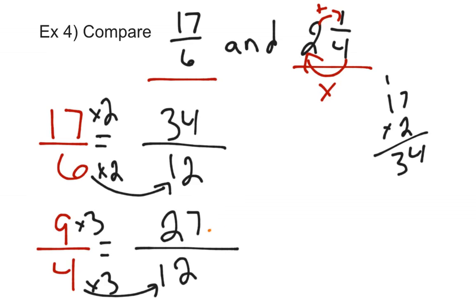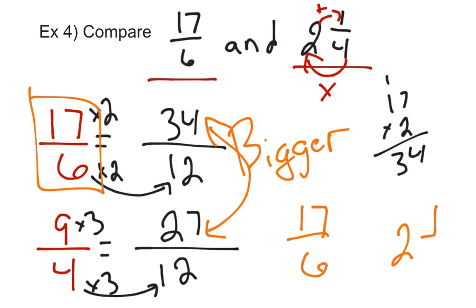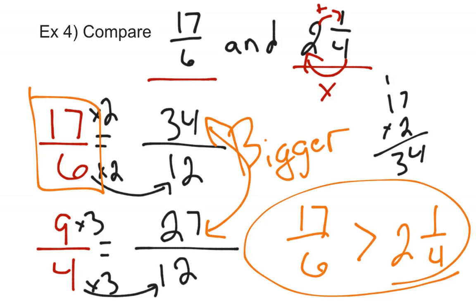And now comparing these two things, the numerators, 34 is larger than 27, so I know that this is the bigger one. In its original form was the 17 over 6, so I know when I'm comparing 17 over 6 compared to 2 and 1/4, that 17 over 6 is the greater one, so I go ahead and throw in my greater than symbol. That's our lesson for today on improper fractions and mixed numbers.